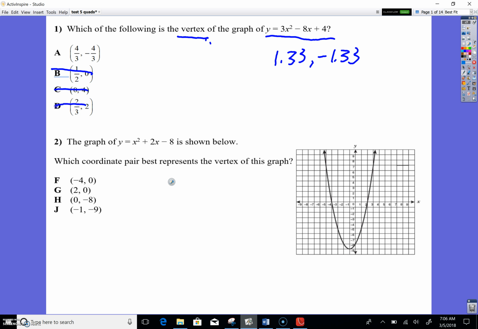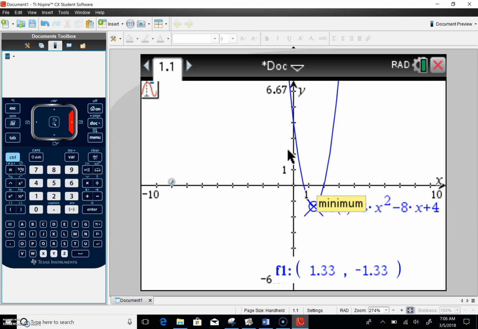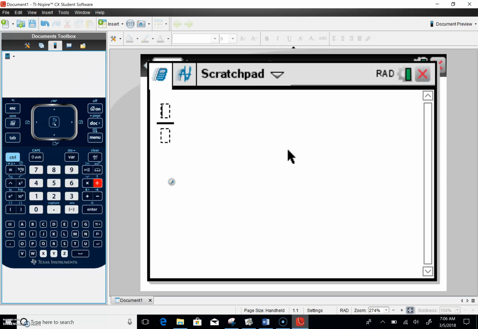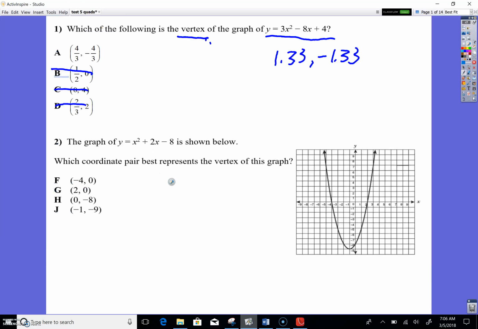Okay, so we know it's not that, and probably it's not that either, but let's make sure we get it right. I'm going to switch over to my calculator and press control divide: 4 divided by 3. I press control enter to go into a decimal. See, it's 1.33. So I go back here, and yes, that is the correct answer.